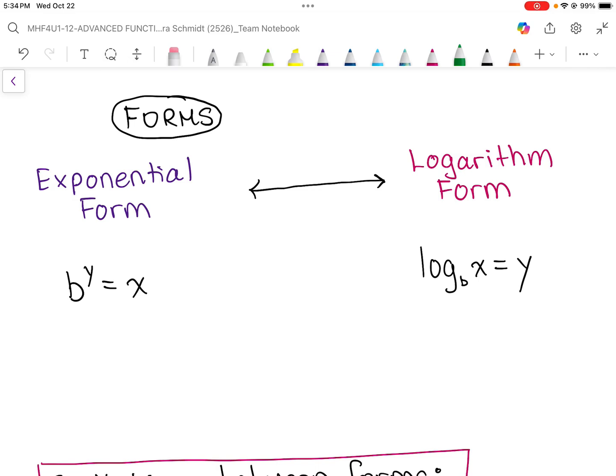Hey, it's a video on just some intro to logs. So we're going to start with forms. We can convert between an exponential form and a logarithmic form, just seeing this.